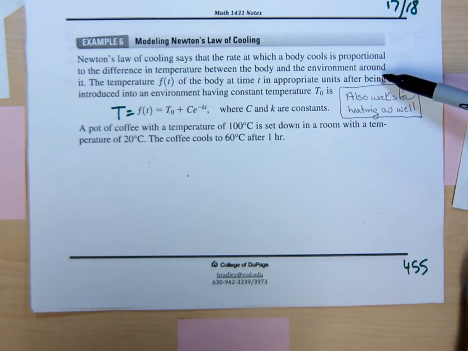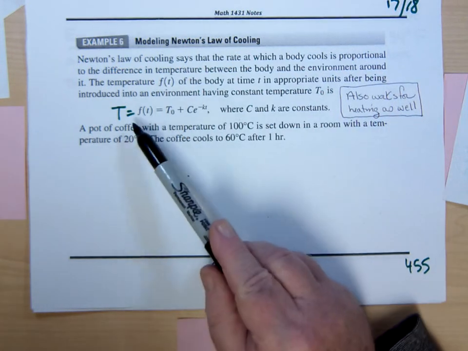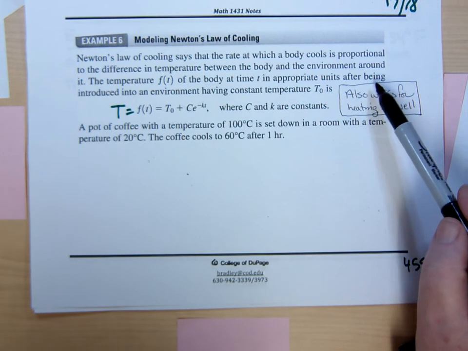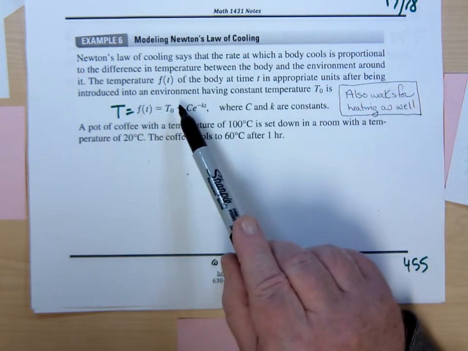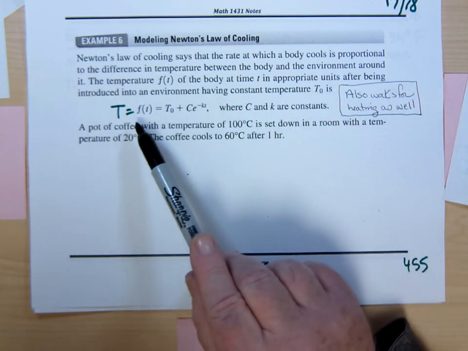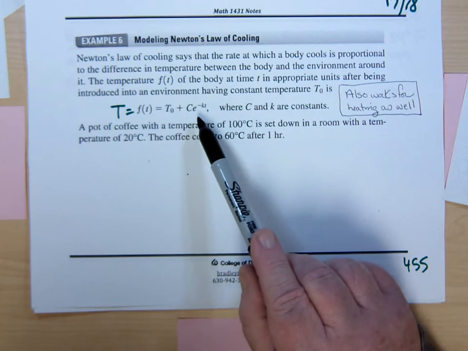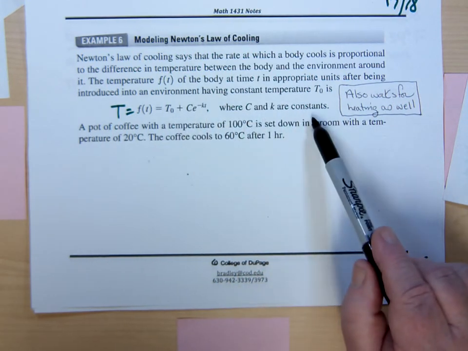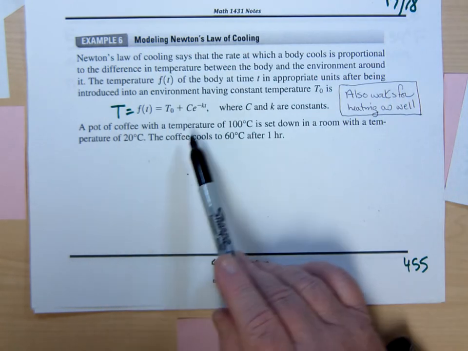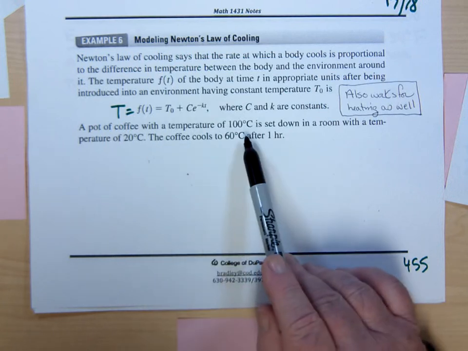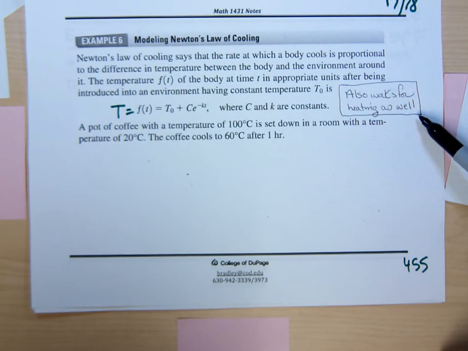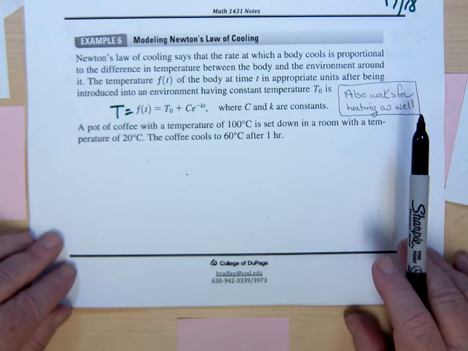So the temperature f(t), and usually people would call that capital T equals f(t), of a body at time t, after being introduced into an environment that has a constant temperature of T0, that's the ambient temperature, is T equals T0 plus C e to the minus kt, where C and k are constants. For example, a pot of coffee with temperature 100 is set in a room that is much colder. Well, the coffee will cool. Now, this also works for heating as well as cooling, and it's ascribed to Newton.